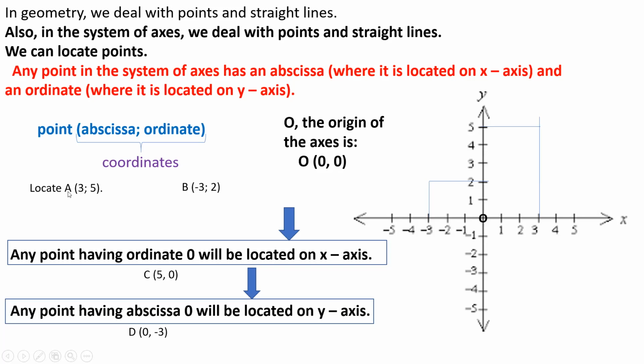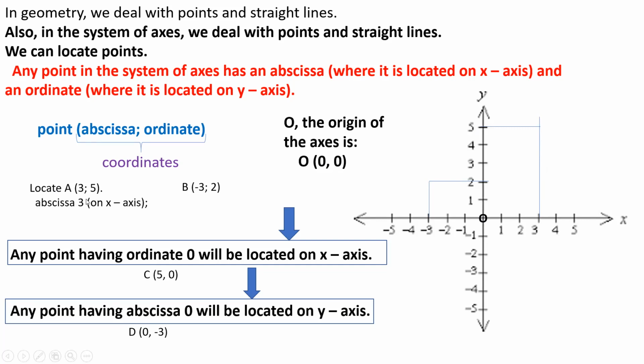Let's locate the point A, which has coordinates 3, 5. 3 is the abscissa, 5 is the ordinate. Since the abscissa 3 is positive, we locate it here. So 3 abscissa is located here, and 5 ordinate is located here. I draw a perpendicular to the x-axis and a perpendicular to the y-axis. Where they intersect, this gives me point A.